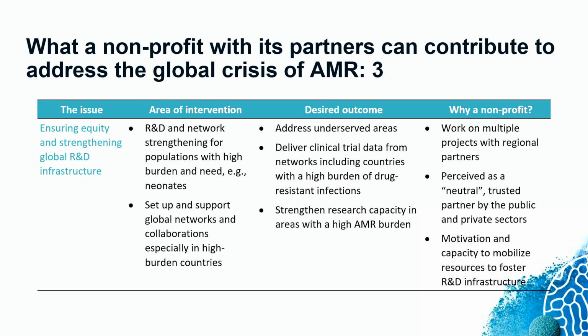We know that men and women are different in the way they metabolize drugs. We know that adults, children and babies are different. So all of these different populations have different development needs. And a non-profit can help strengthen research capacity in areas with high AMR burden. So non-profits can work on multiple projects with regional partners and importantly can be perceived as a neutral and trusted partner by both the public and private sectors and have the motivation and capacity to mobilise resources.